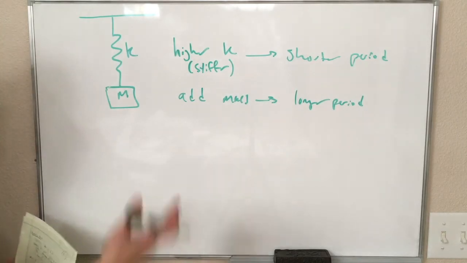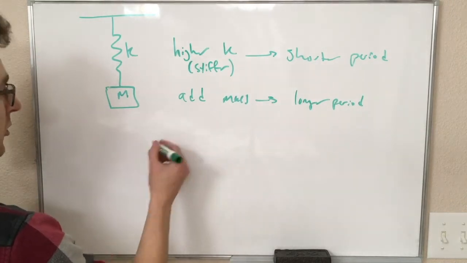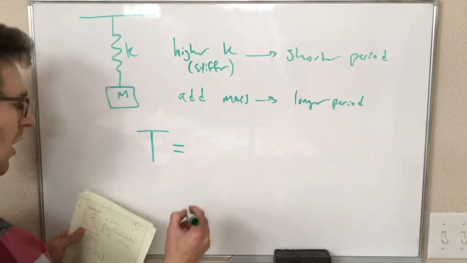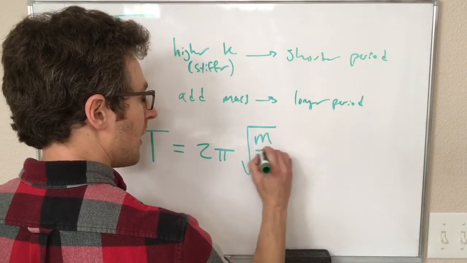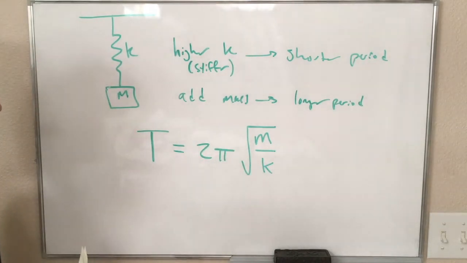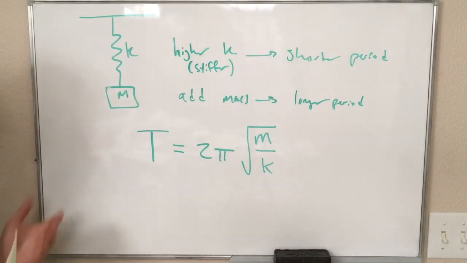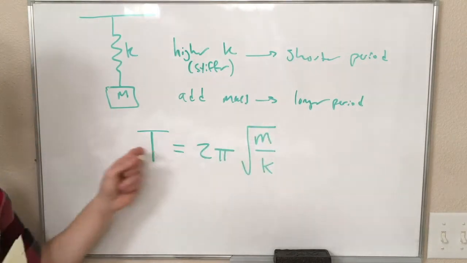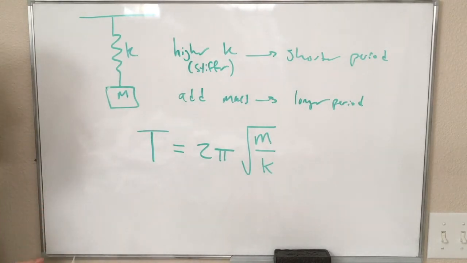So for this system, I will just cut to the chase and write down the equation that you get for this behavior. For the period of our mass and spring system, our period is equal to 2 pi times the square root of m over k, where m is our mass in kilograms and k is our spring constant in newtons per meter. That is the stiffness of the spring. So if we know values of k and m, we can plug them into this equation and calculate how long our system should take to undergo this oscillation.